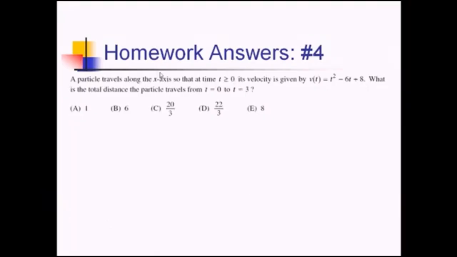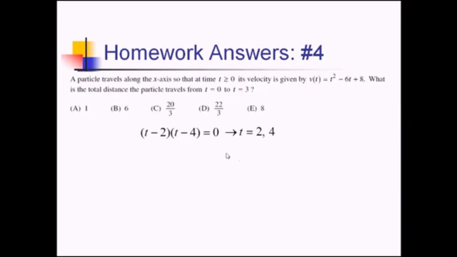On this problem, we have a particle traveling on the x-axis, so the velocity is given by this formula. We want the total distance the particle travels from time 0 to 3. Well, if we're asking about total distance, then we need to figure out if we are changing directions anywhere on this interval, because if we are, the total distance and the displacement are going to be different. So let me factor this out and set it equal to 0. So I can factor this into t minus 2 and t minus 4, and all of that equals 0. That gives us critical values of 2 and 4.